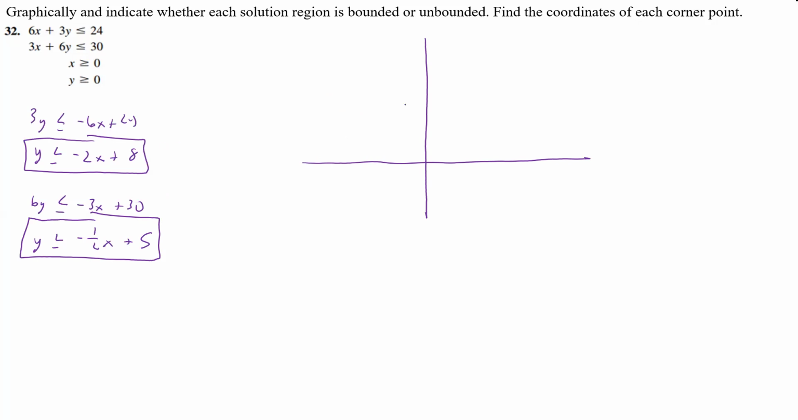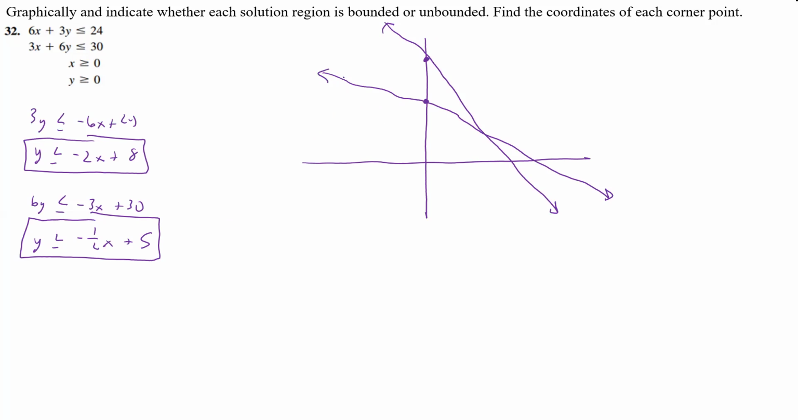So 0, 8, that's going to be about right here. And we're going to go down to the right one, down to the right one, and it's going to be equal to, so it's going to come down like that. Again, as good as I can draw a line anyway. And then the other one starts at 5, so that's about there, and we're going to have a negative slope. This one actually has a lesser slope, so it's going to come down something like that.